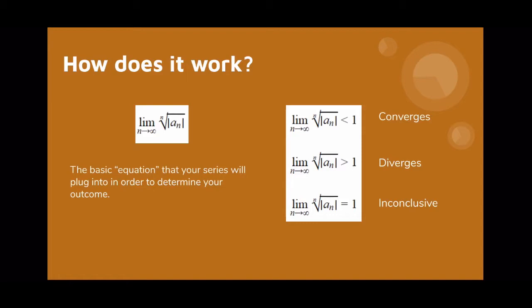If the outcome of this equation is less than 1, then the series will converge. If the outcome of this equation is greater than 1, the series diverges. But if the outcome of this series is equal to 1, then your test was inconclusive, and you need to perform further testing. So basically, you plug your series into the equation and solve. It's that simple.